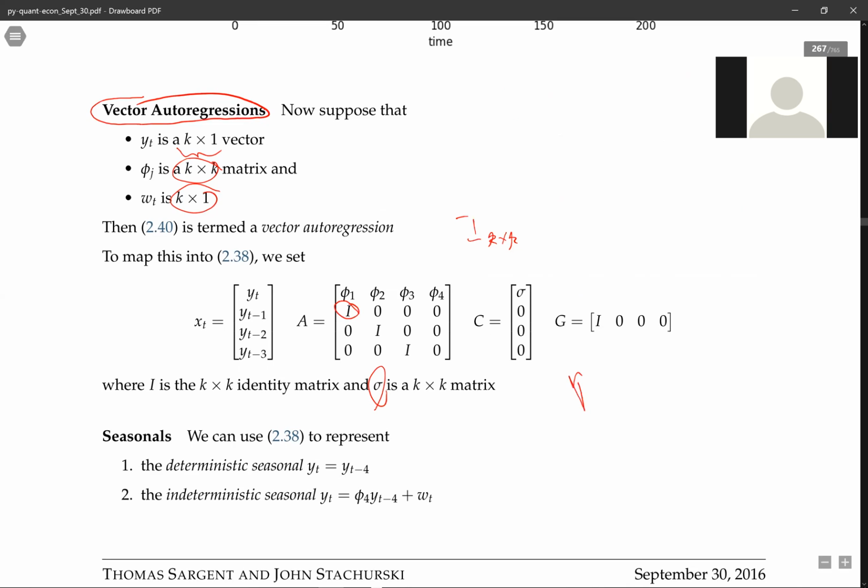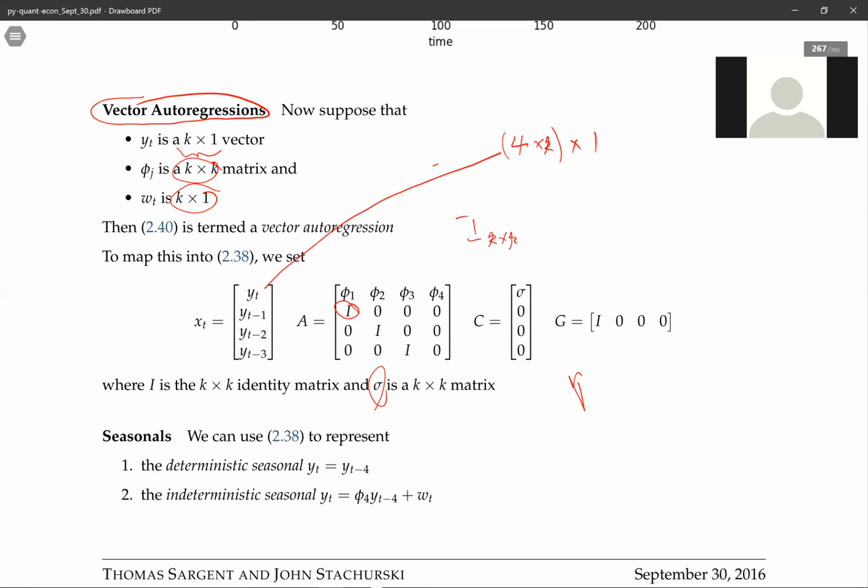So you could check that this now shows exactly what we had. It's exactly the same equation. I don't even have to rewrite it. It's just a reinterpretation, where the yt's themselves are now vectors. So we just stack up all the vectors. How long is this vector? It's 4 times k by 1. It's a big, long vector, but it fits into our framework.